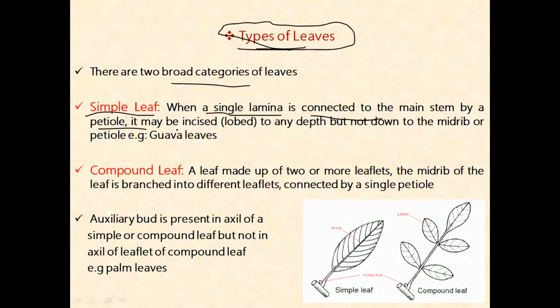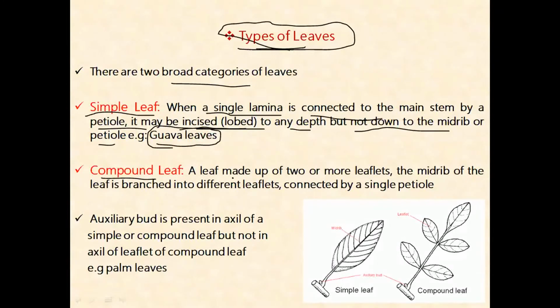This simple leaf may be incised or lobed, so the lobes may be present to any depth, but not down to the midrib or petiole. So the leaf may be lobed, but these lobes do not extend into the midrib or the petiole. For example, in guava leaves.